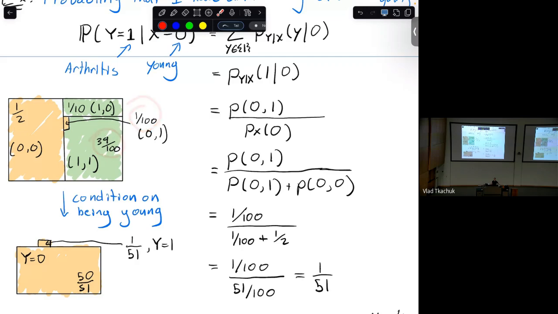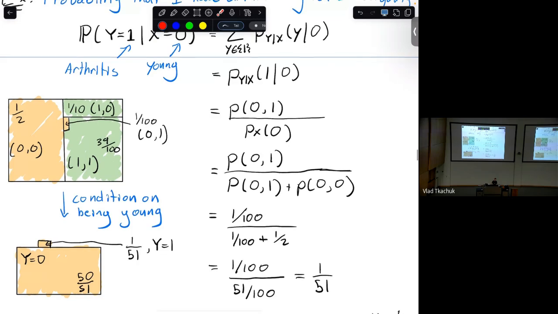Or you can think like 40 out of 100 people have arthritis. And then you care about the case where you're young. And that's this little region here. Only one person satisfies this, or like that's the probability of that. And so the ratio of this, like 1 over 40, is the probability of being young given you have arthritis.